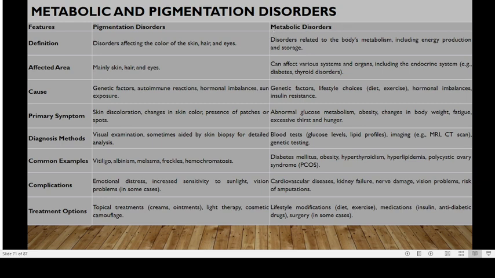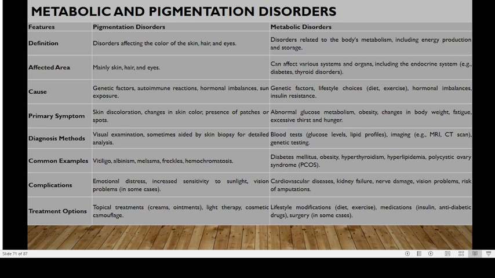Okay, so the definition says pigmentation disorders are disorders affecting the color of the skin, hair, and eyes, whereas metabolic disorders involve disorders related to the body's metabolism, including energy production and storage. Also, for the affected areas, pigmentation mainly affects the skin, the hair, and the eyes, whereas metabolic disorders affect various systems and organs, including the endocrine system, such as diabetes and thyroid disorders.